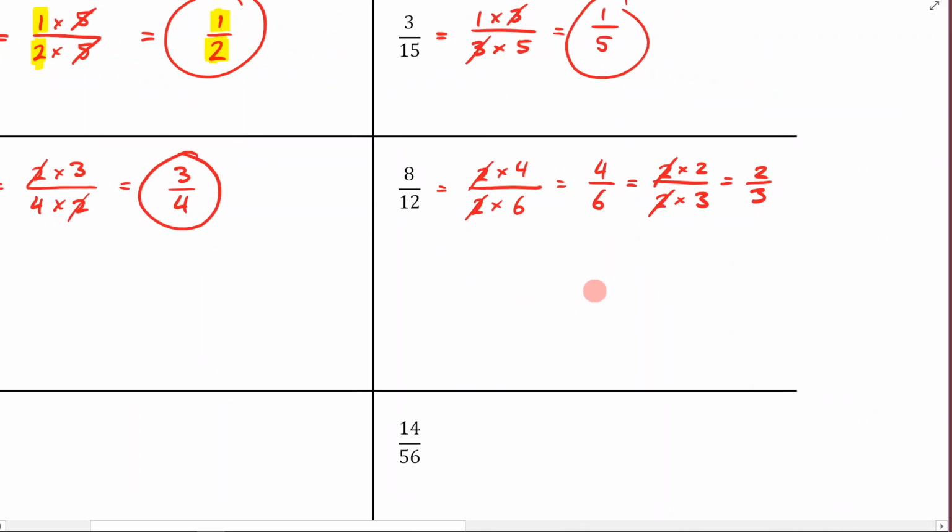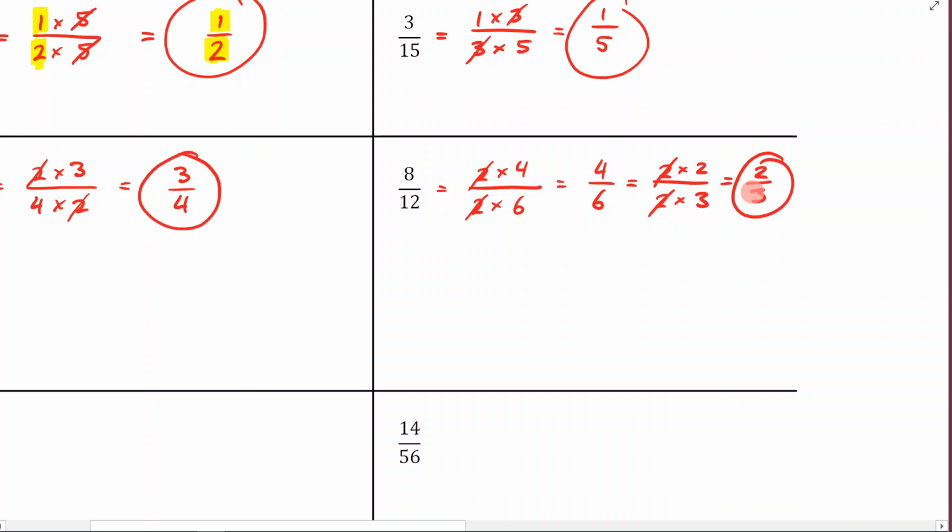Now, can I keep breaking this down? Could I break 2 and 3 up even more? And the answer to that is not really. We could go 2 times 1 and 3 times 1. But if I was to do that, those 1s would go away, and I would be left with 2 on 3 again. So nothing really changed. So let's get rid of that. That is as far as I can go.